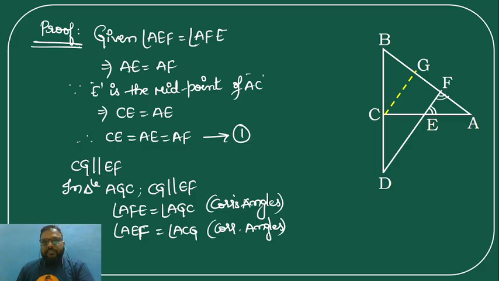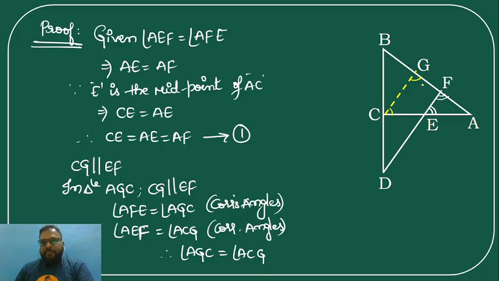So since these two angles are equal, I can tell that angle AGC is equal to angle ACG. So that means these two angles are equal. This one and this one.